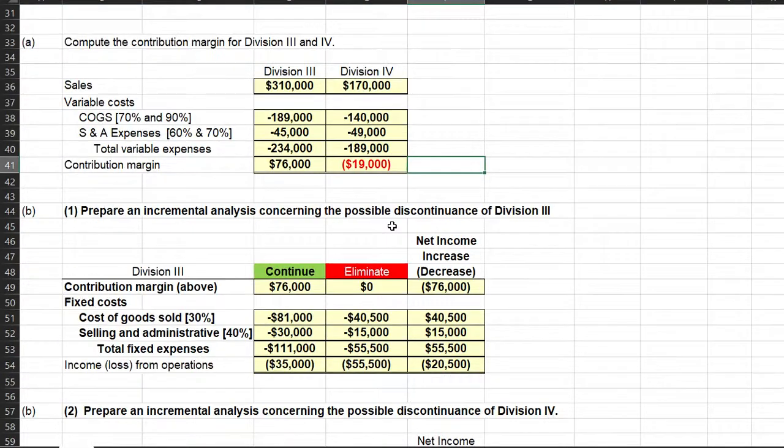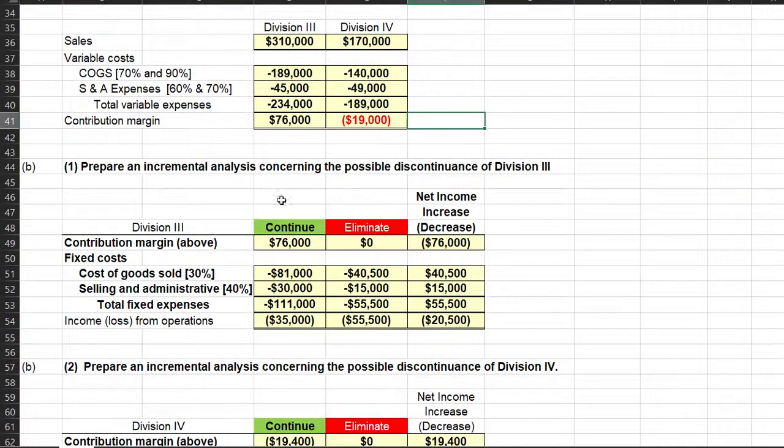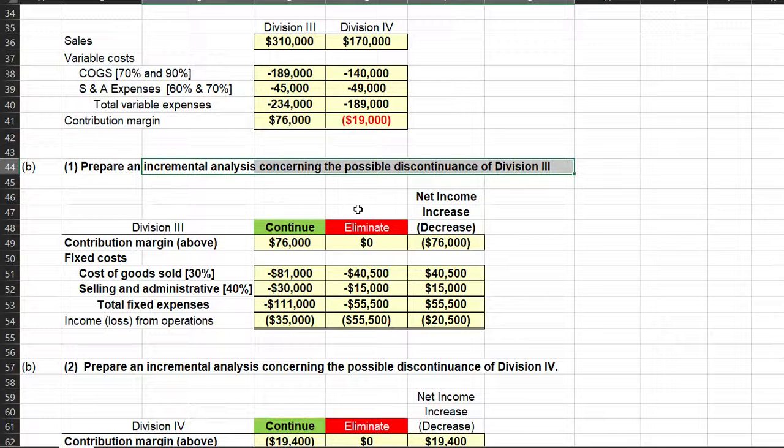But let's not be too hasty. Let's continue with the analysis. And so now we're going to prepare an incremental analysis concerning Division 3, where we look at the incremental revenues, incremental expenses or cost, and see if the net impact on our net income would be an increase or a decrease. Recall that if your revenue increases and everything else stays the same, net income would increase.